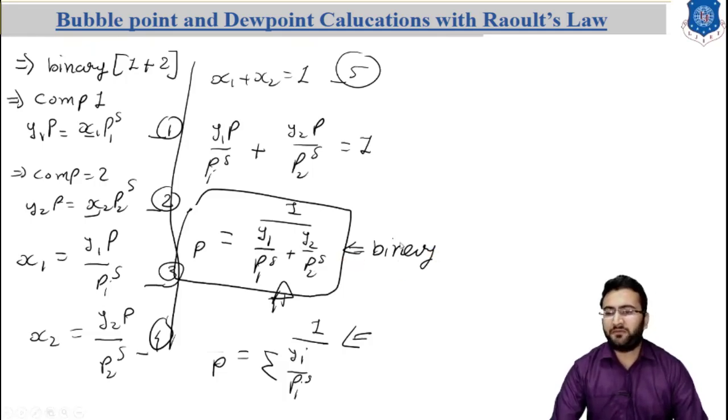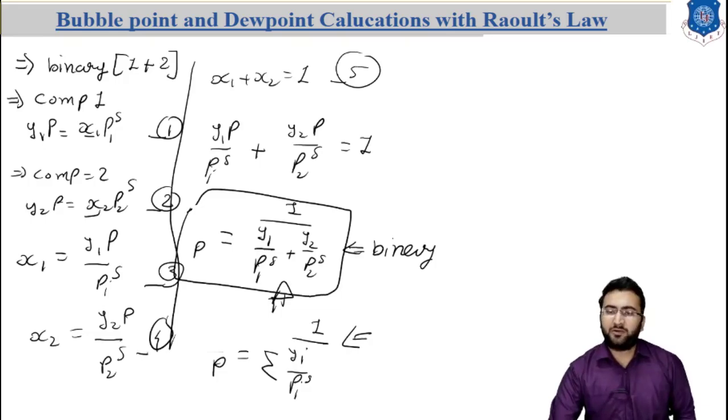Now if we are going to apply it for the multi-component system, we have to take the summation of all components. So we are going to add sigma at this step. So this equation becomes p is equal to 1 upon summation of yi upon pi saturated.